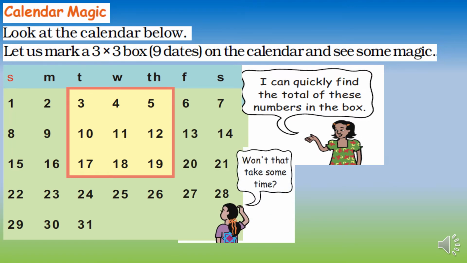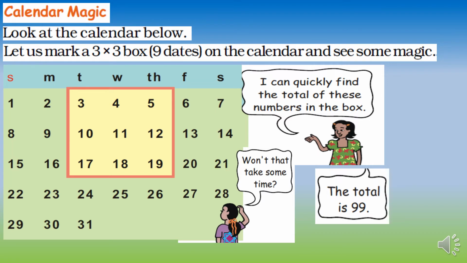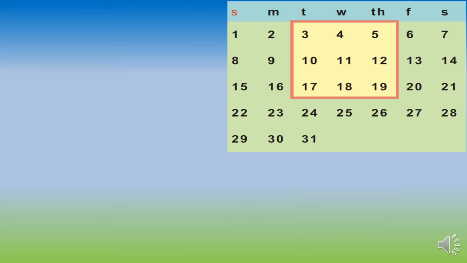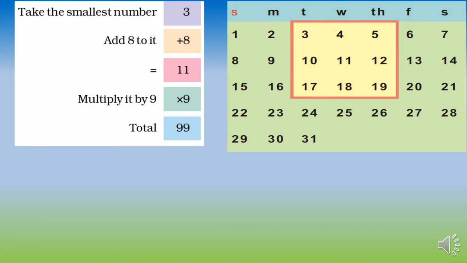Another girl asks, won't that take some time? The girl answered, the total is 99. So how did she do it? This is the trick. Take the smallest number, that is 3, add 8 to it, it would be 11, and multiply it by 9. 11 9s are 99, the total is 99. This is how she found out.